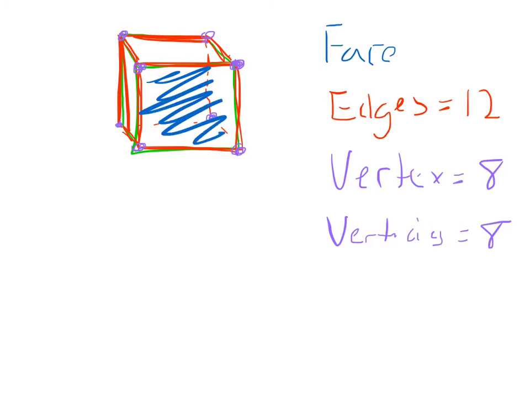And then finally you have faces. Here's 1 face, 2 faces, on the side we got 3. The other 3 are hidden. The bottom, this side will be 5, and the back side will be 6. So there's a total of 6 faces.